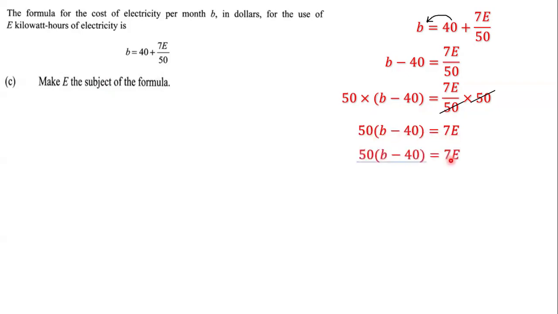Next, we divide both sides of this equation by 7. And when we do that, this 7 cancels with that 7. So we're left with E is equal to 50 times B minus 40 all over 7. And so when we switch this equation over, we have that E is equal to 50 times B minus 40 all over 7. And that is the answer to this question. So that means that E is the subject of this formula.